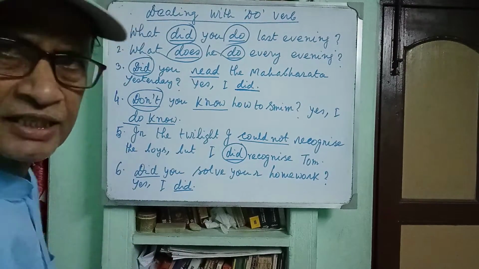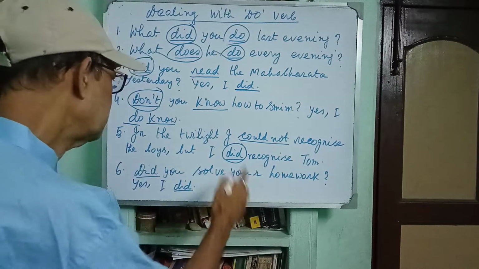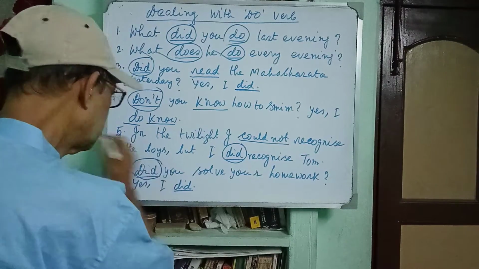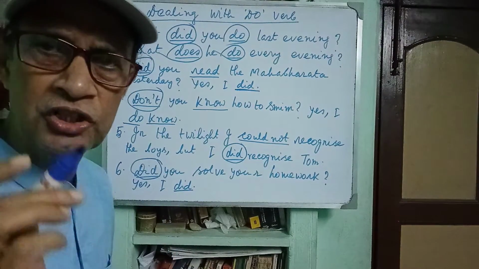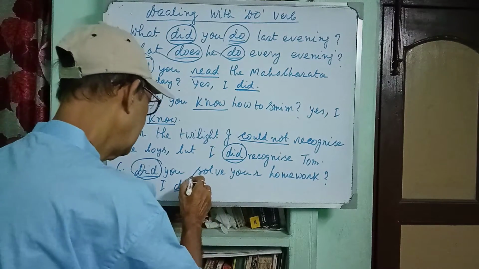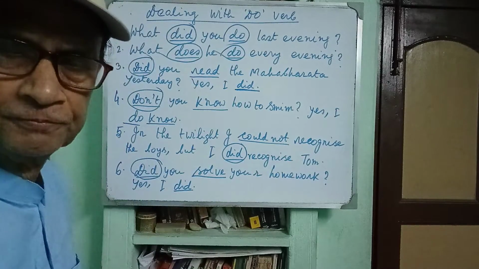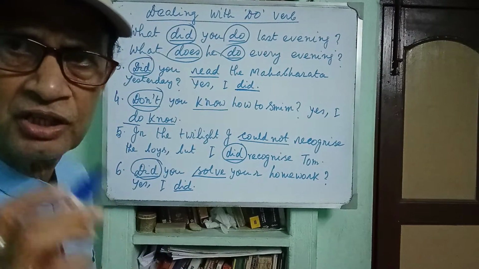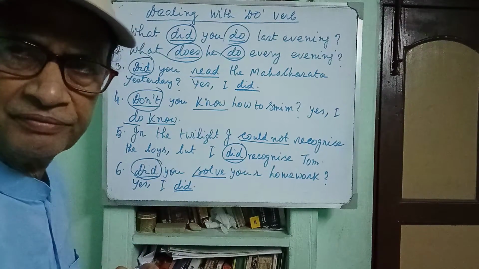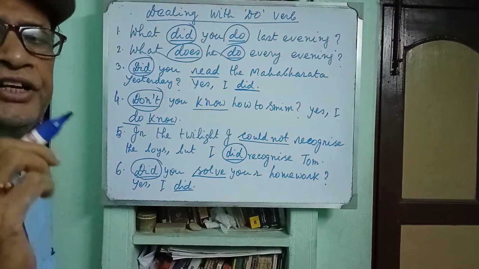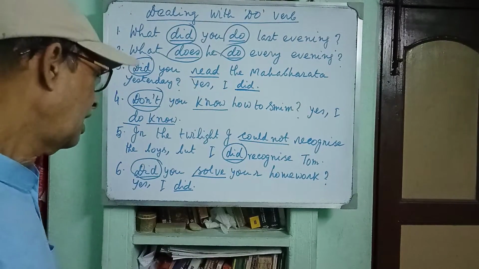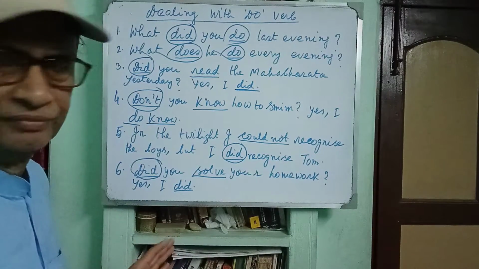Now come to the 6th example. Did you solve your homework? Here did is in the past form and it is an auxiliary verb, and the finite verb is solve. Did you solve your homework? Yes, I did. That means yes, I solved my homework.